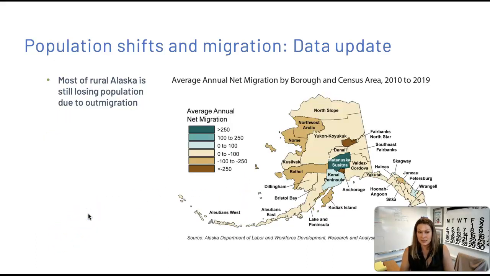But these areas also have the highest rate of net out-migration. So the same areas that have the highest rate of natural increase also have the most people leaving the region. And again, the destination is mostly urban Alaska. An update from the 2008 data: instead of Anchorage being the number one draw, you can see that there is actually a lot of migration into the Mat-Su Valley area.